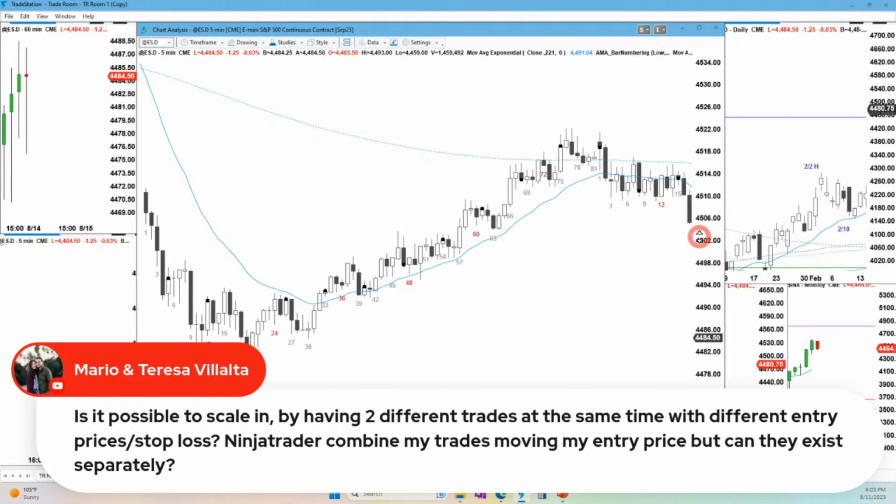Okay, so is it possible to scale in by having two different trades at the same time with different entry prices and stop loss? NinjaTrader combines my trades, moving my entry price, but can they exit separately? Well, yeah, I mean, technically, you have a cost basis, or better yet, an average price.